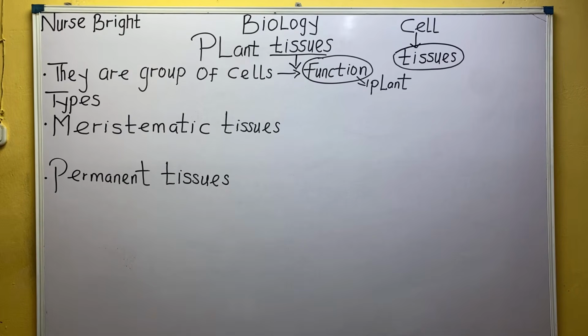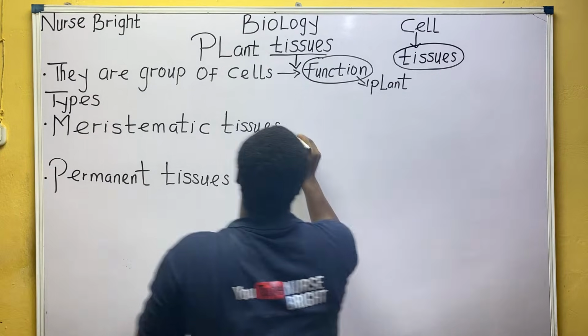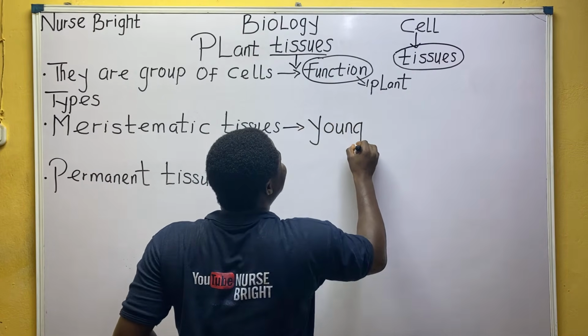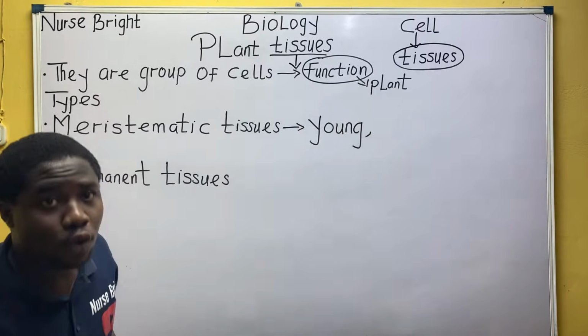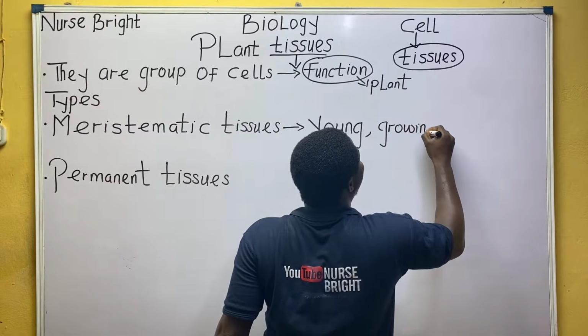So the question we ask ourselves: what is a meristematic tissue? Let me just explain very easily, because questions on this area come out in the JAMB exam and other biology related exams. So pay attention. A meristematic tissue is a tissue that is made up of young growing cells. I repeat, everybody pay attention. A meristematic tissue is a tissue that is made up of young growing cells.